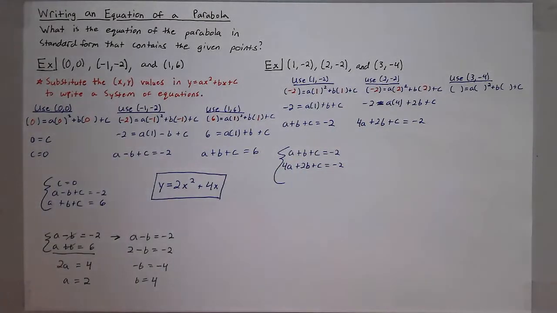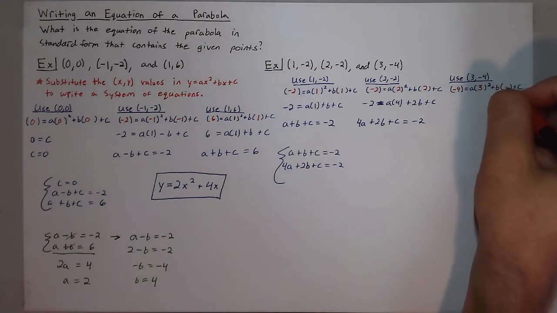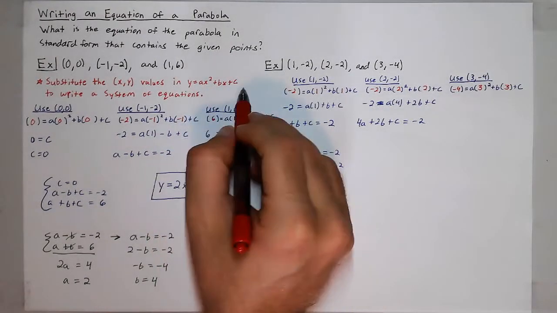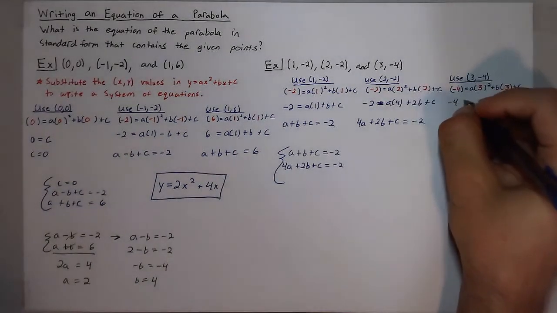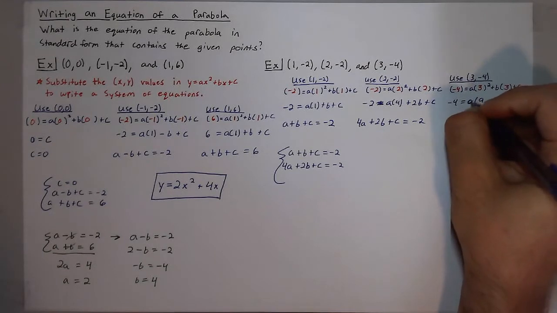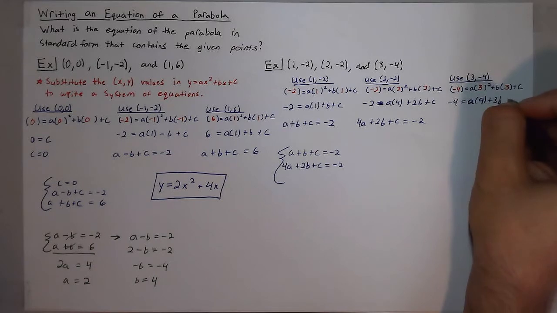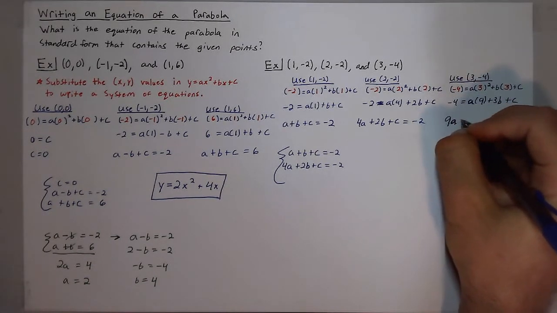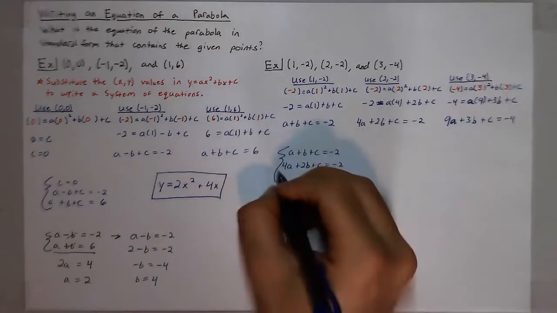And lastly, I'll plug in 3 for x and -4 for y. So we have -4 equals a times 3 squared plus b times 3, again following that standard form of a quadratic function, plus c. That gives me -4 equals a times 9 plus 3b plus c, giving me 9a plus 3b plus c equals -4. That's my last equation.